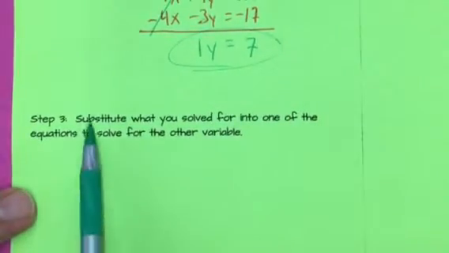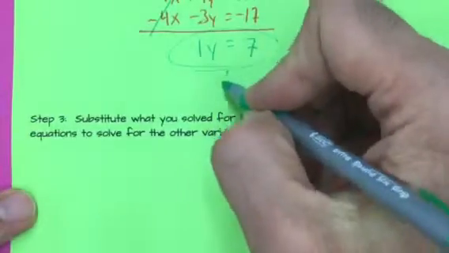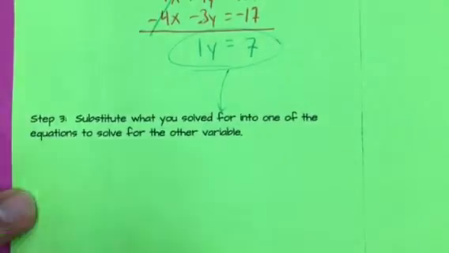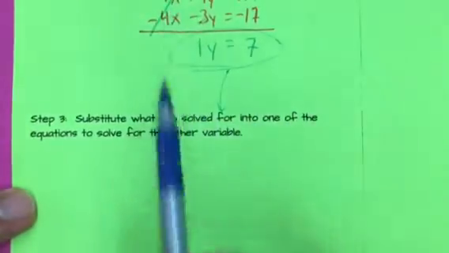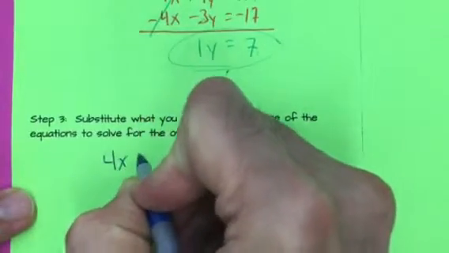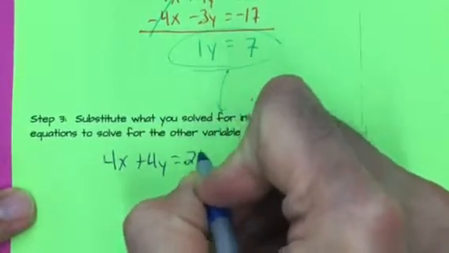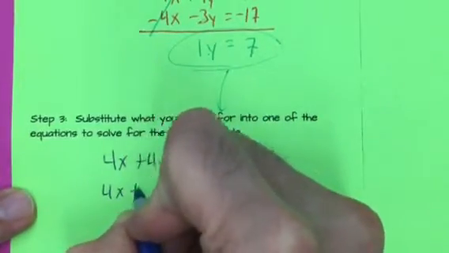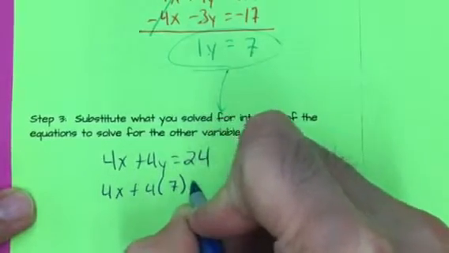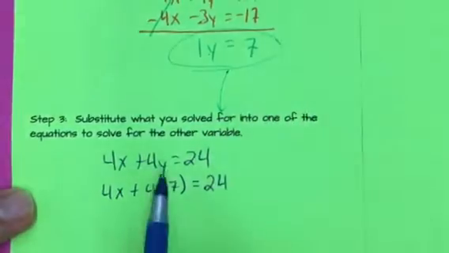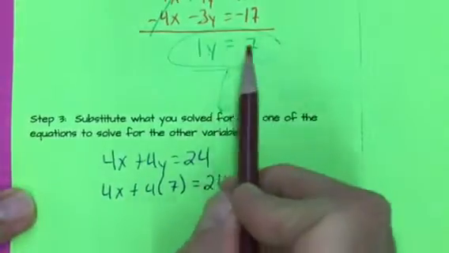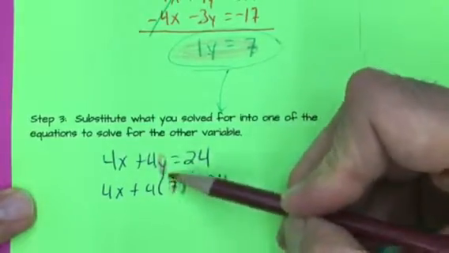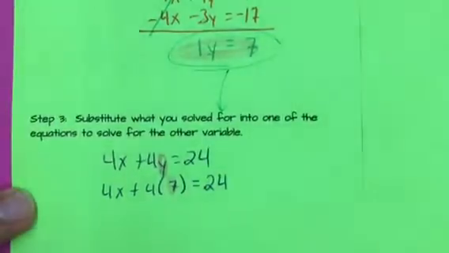Now it says, substitute what you solved for, this right here, that's 7, into one of the equations to solve for the other variable. All right, I'm gonna pick one of the equations from up here. Let's take the 4x plus 4y equals 24. I know y is 7, so I'm gonna say 4x plus 4 times 7 equals 24. I substituted in. This went here. Y is 7.